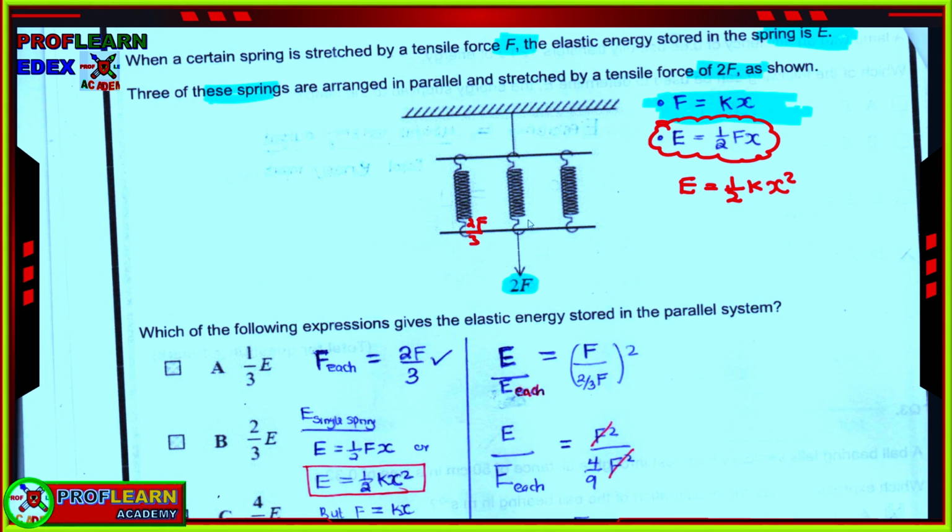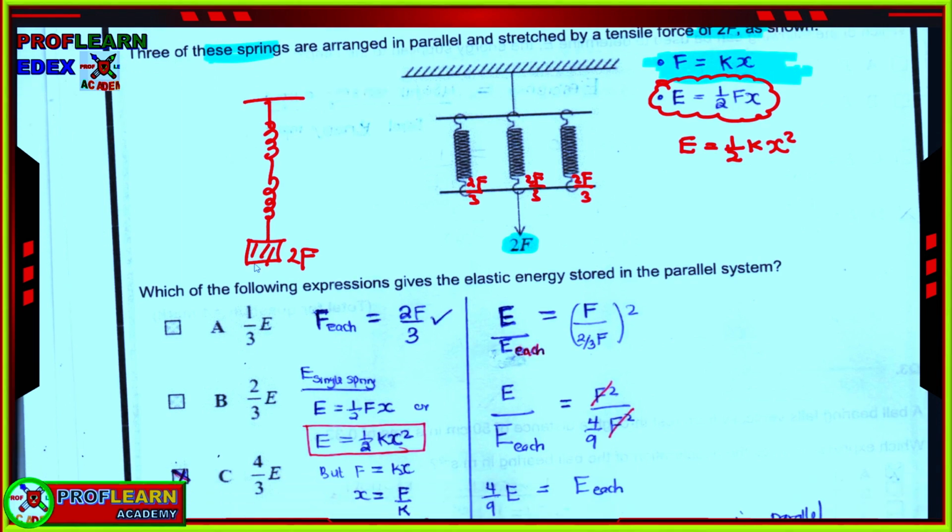This will be 2F over 3. This will experience a force of 2F over 3. But if the springs were in series and there is a force of 2F stretching them, it means this one will experience the force of 2F and this one will experience a force of 2F. We're going to talk about this later in the next part.